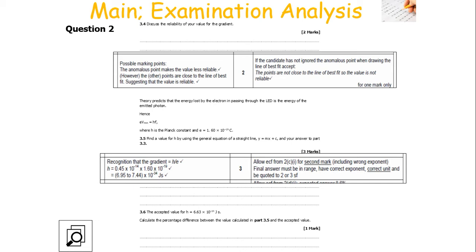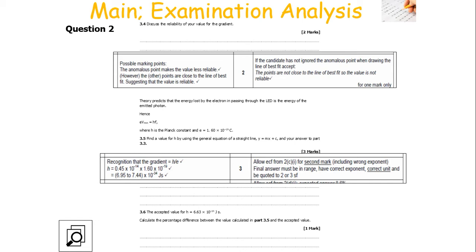Now again, as you'll be aware, Planck's constant is 6.63 times 10 to the minus 34 joule seconds. Now you notice in the answer it's between 6.95 and 7.44 times 10 to the minus 34 in your accepted answers. They do tend to do this in examination questions. They tend to work out a value which is not the exact answer, which is the accepted value. That's to stop students just writing down the accepted value as the answer.